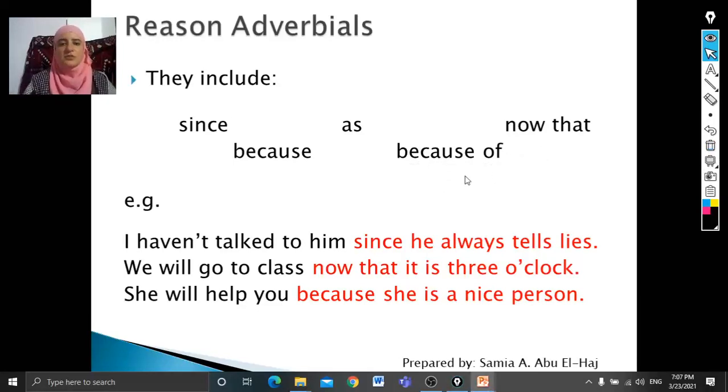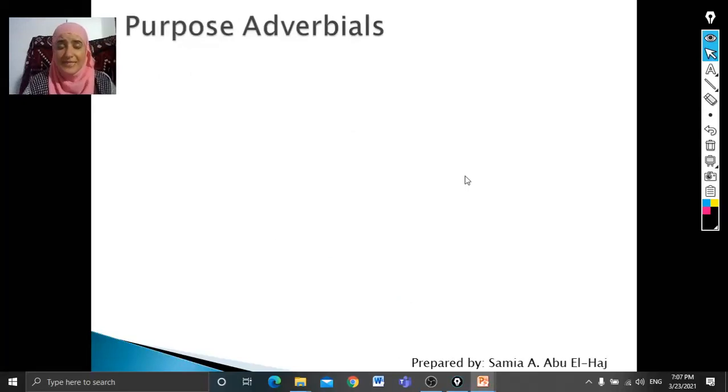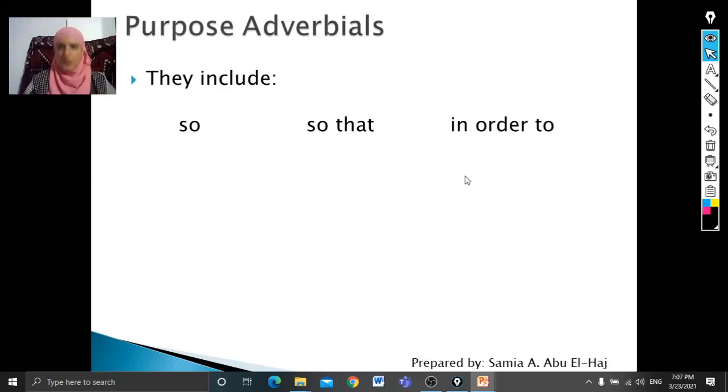Okay, let's move on to the next one, which is purpose adverbials. Now those are the words for purpose adverbials. So that, in order to. Remember, in order to, purpose. In order for, in order of time. In order of time, in order to, purpose.